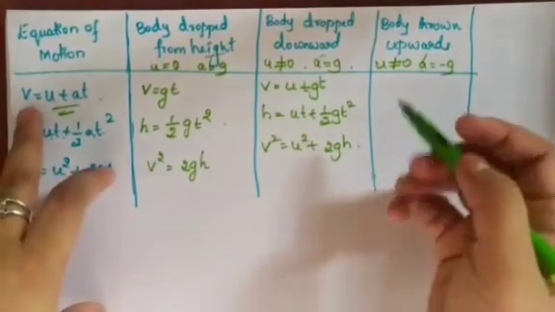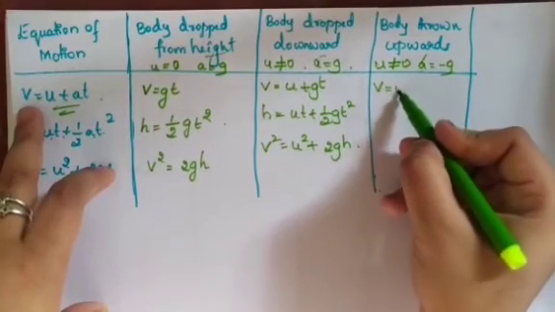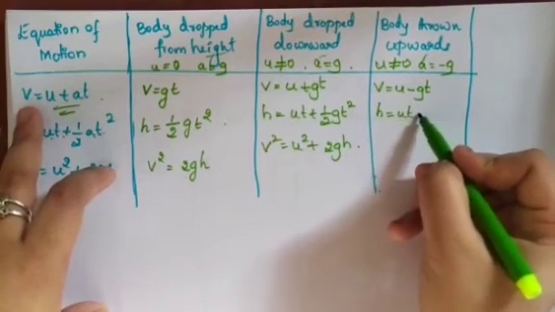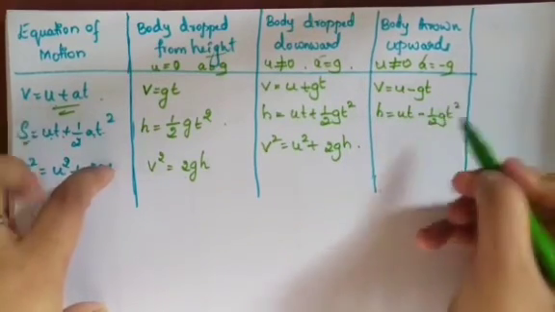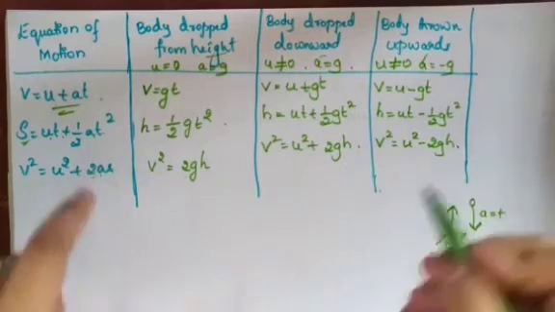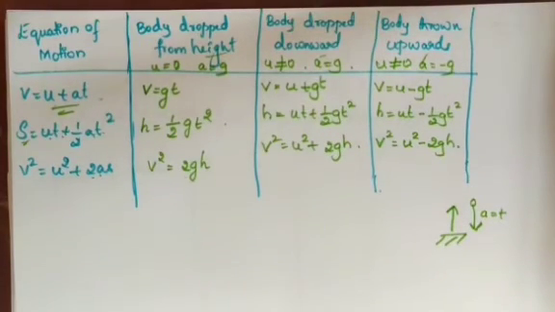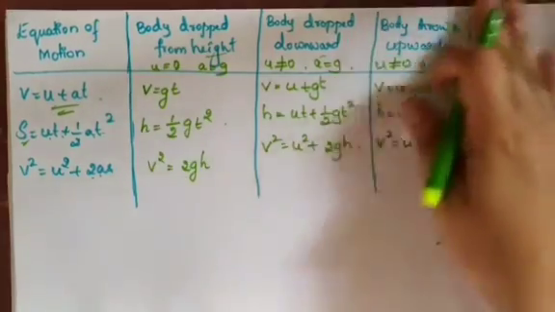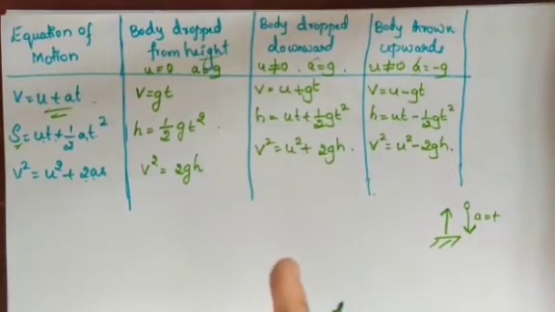Then what does V become? V is equal to U minus GT. H is equal to UT minus half G T square. And V square is equal to U square minus 2GH. So with the three equations of motion, I can take the examples of these three objects. In all three cases, the acceleration due to gravity, that is the influence of the gravitational force on an object, remains constant. So this is about the equation of motion.